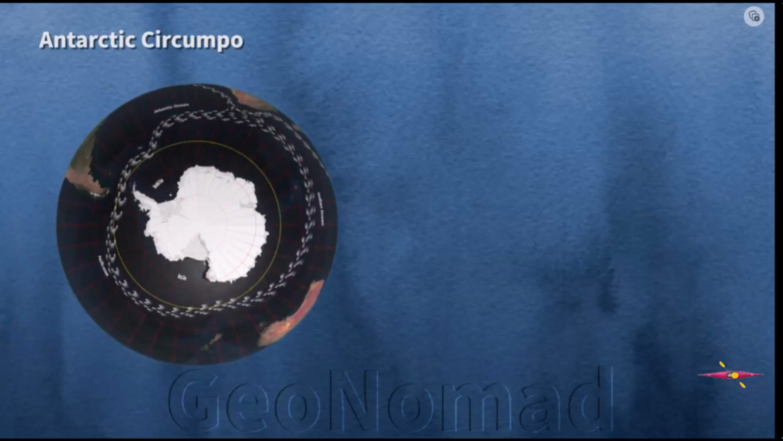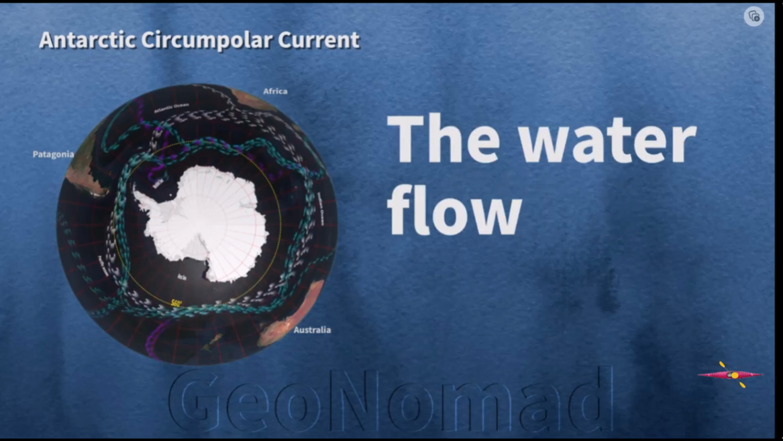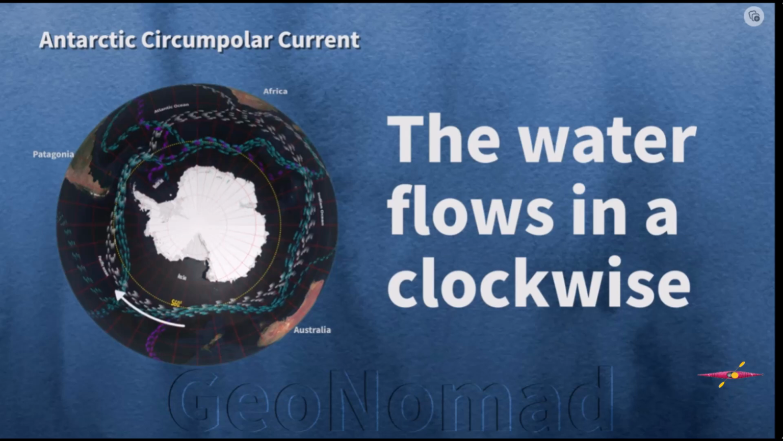First, let's look at the Antarctic Circumpolar Current. The region around latitude 60 south is the only part of the Earth where the ocean can flow around the world without land obstruction. The water surrounding Antarctica flows clockwise, both on the surface and deep below.